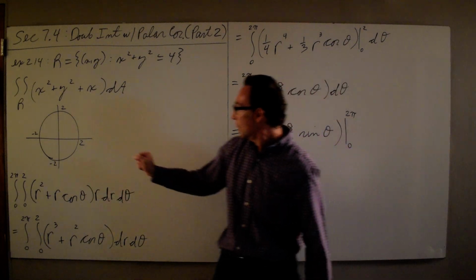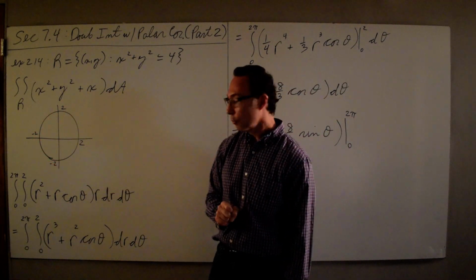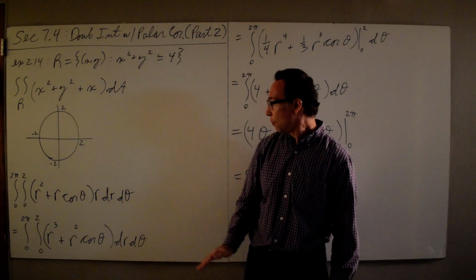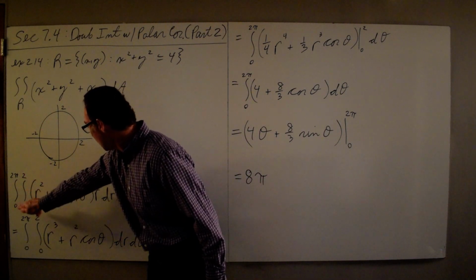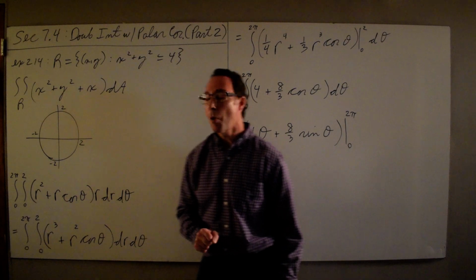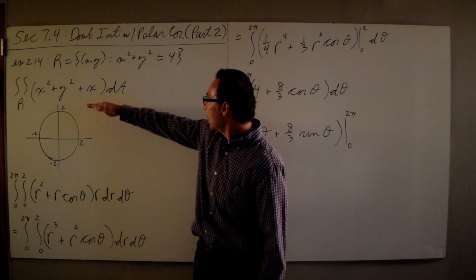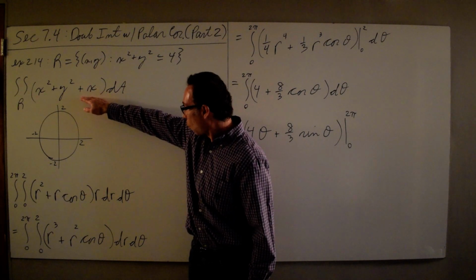And so recognizing this as a circle centered at 0, 0 of radius 2 helps us set this up as a polar integral fairly easily. We just integrate r goes from 0 to 2, theta goes from 0 to 2 pi. And so then we substitute, we basically write this in terms of polar coordinates.